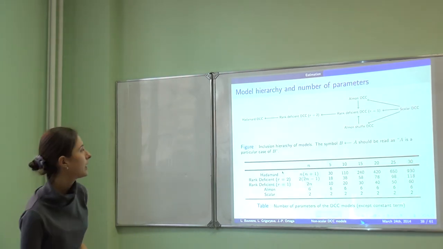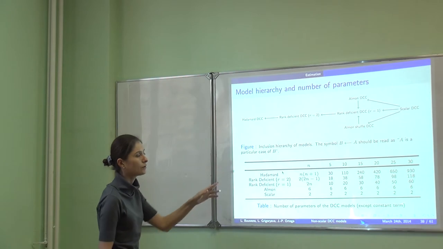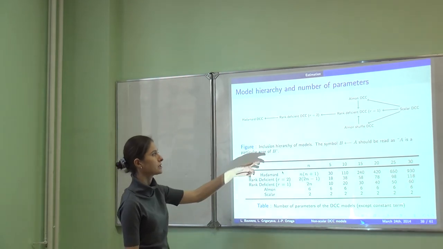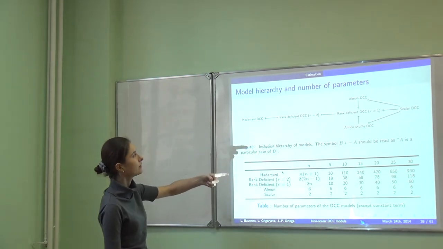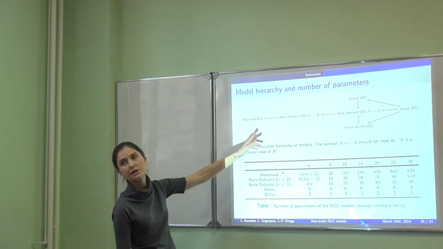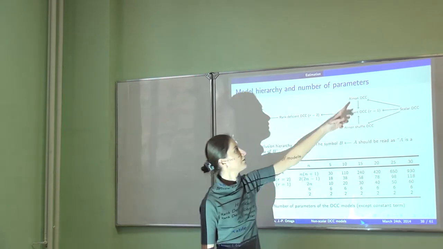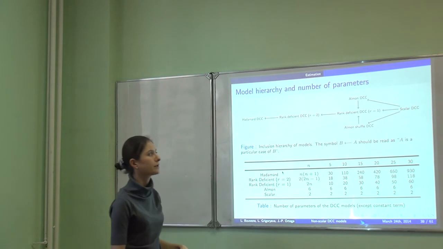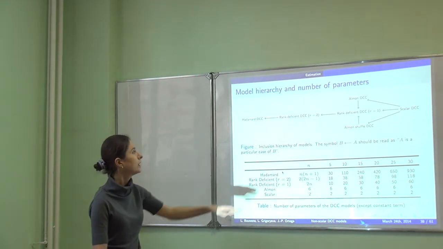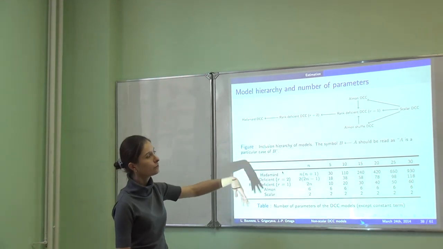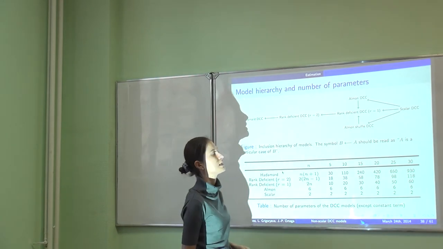So here I give you one more illustration of how these models are arranged. So this is an inclusion diagram, if you want. So the Adamort is the most general case. Here you have the particular cases of our rank deficient 1 models. Here in the middle is rank 2, obviously, and the simplest one is the scalar.